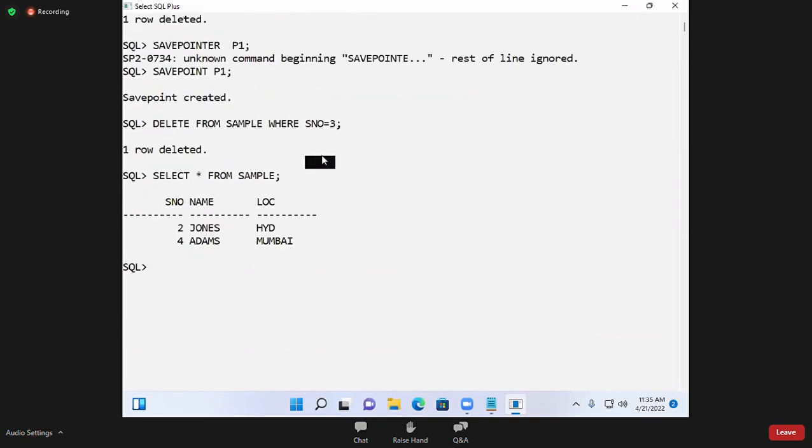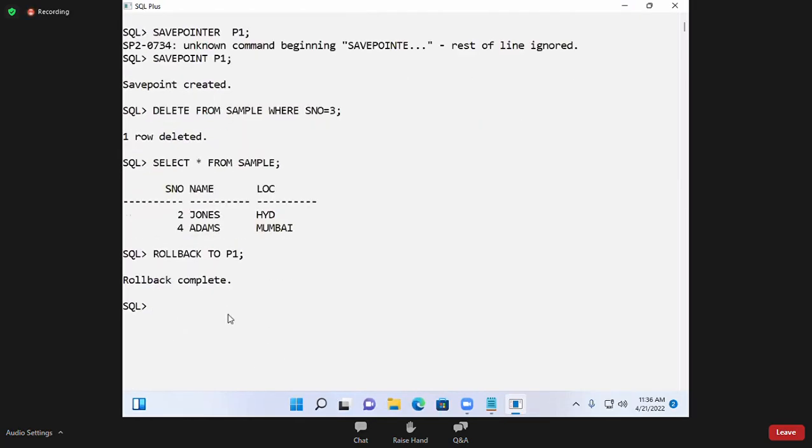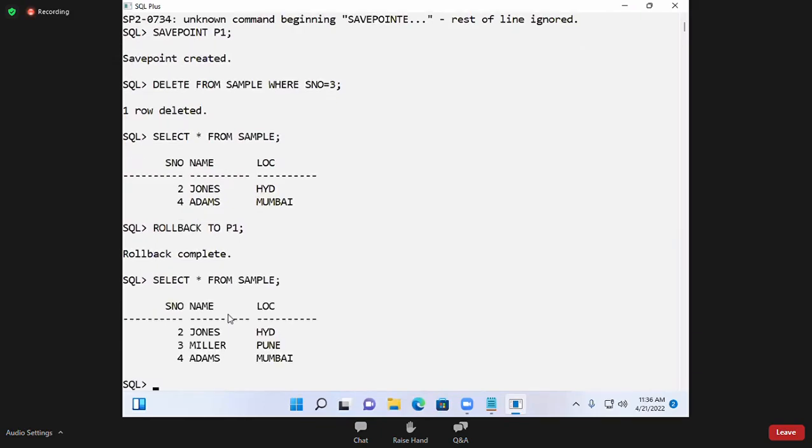Suppose I want this specific one now. Then what do I use? I use rollback to P1, and see whether your specific one is cancelled or not. Rollback is the command. It is happening here, and you can see, we got it. Which one I stored in my pointer memory, that I successfully restored into my table. Now 2, 3, 4.